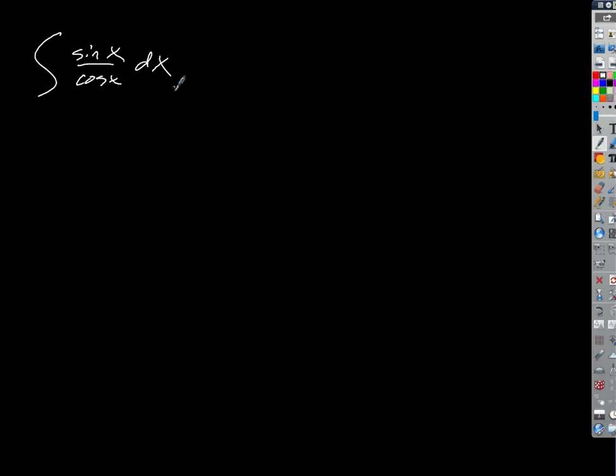But look what would happen if I picked u to equal sine x. What's du? Cosine x dx. Well, what's the problem there? All I've got here is u, but the cosine's in the bottom, right? So when you do this stuff, you almost want to work backwards a little bit. You want to look at this and say, I've got a sine x dx on the top. That's like a du, isn't it?